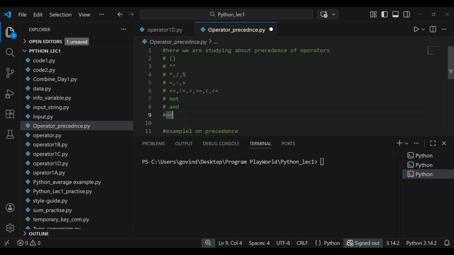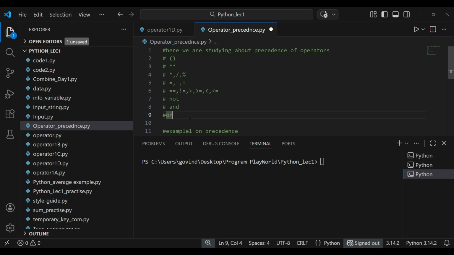So in the precedence of operators, first it follows the bracket. Second, the power operator. Third, multiplication, division, and modulo operators. Fourth, the plus and minus operators. Fifth, equal to, not equal to, greater than or equal to, less than or equal to. At seventh, eighth, and ninth, you can see the sequence: first the not operator, then the and operator, then the or operator.